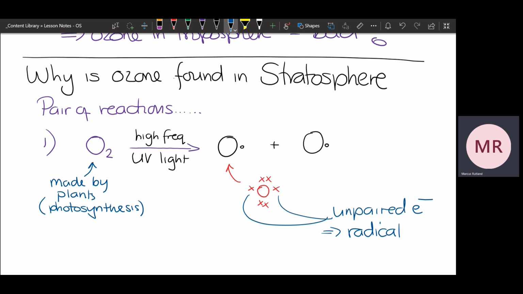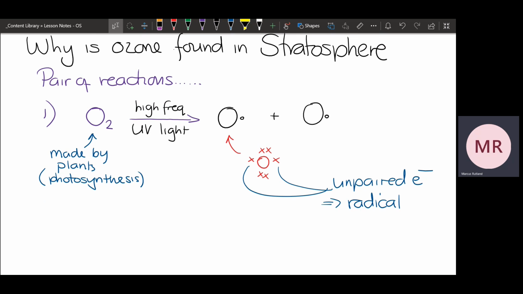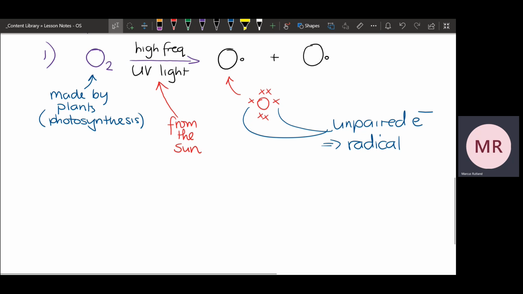What about that high frequency UV light? Where's that coming from then? We talked about this in a previous video. What's our source of the high energy, high frequency UV light passing through the stratosphere? And you should say that's coming from the sun. So think about some vocab we've learnt recently. What type of bond breaking must be occurring in this process?